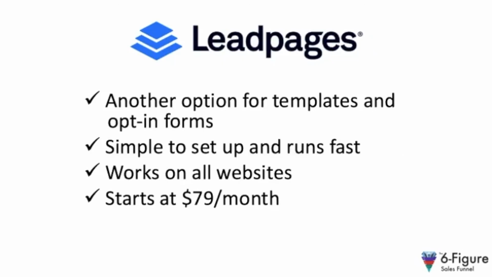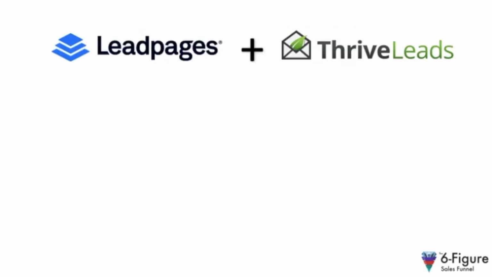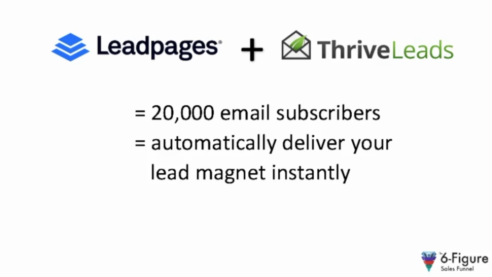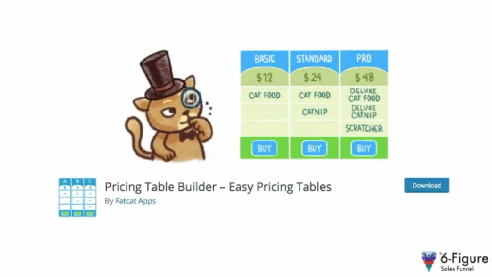If you want another option in case you're not on WordPress, use Lead Pages. It's another fantastic option and makes it even simpler to get up and running fast. Again, works with all websites, although the only downside is that their price points are a little bit higher at $79 per month, but still a great tool. Both tools are worth their weight in gold. They've helped us build and attract over 20,000 subscribers to our email list in record time, and both tools have features to help you automatically deliver your lead magnet instantly to prospects.